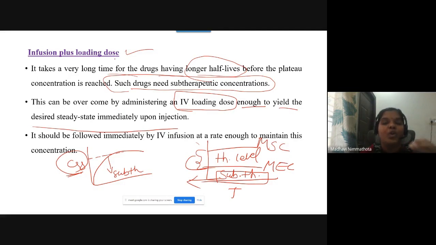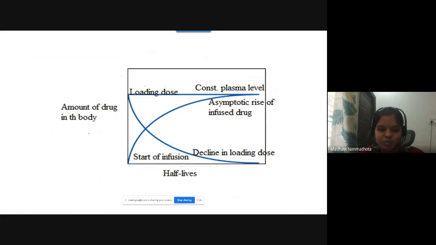So the drugs which do not follow the infusion rule, and which require subtherapeutic concentrations to produce the desired CSS level, we will give some loading dose. It should be followed immediately by an IV infusion at a rate to maintain this concentration. See how it will be.